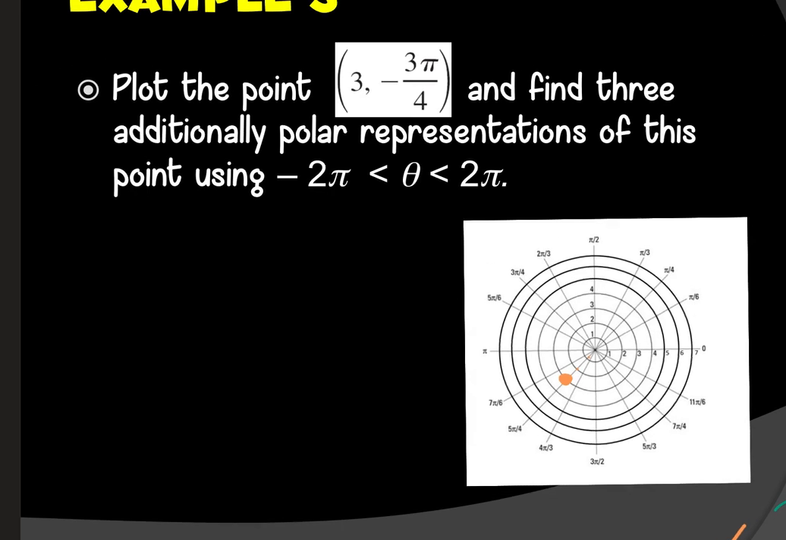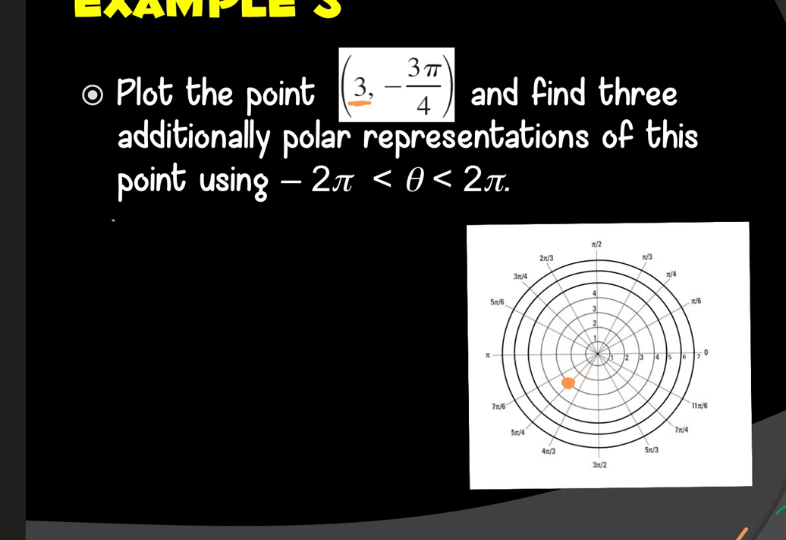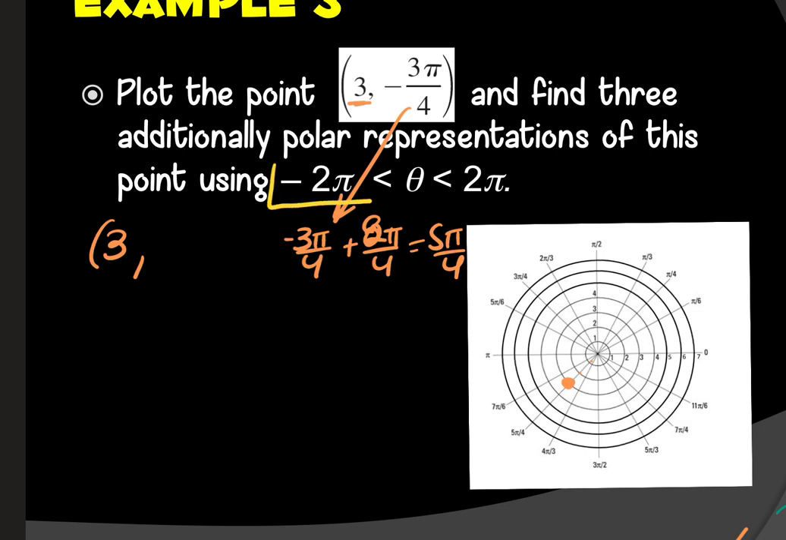Now I need to find another name for this same point. So my first option is to keep r as 3. I don't want to change it. And then take my angle, negative 3 pi over 4, and add 2 pi, which becomes 8 pi over 4, and that becomes 5 pi over 4. Now the second part of this says my answer has to fall between negative 2 pi and positive 2 pi. So is 5 pi over 4 in between negative 2 pi and positive 2 pi? Yeah, so I get to keep it.